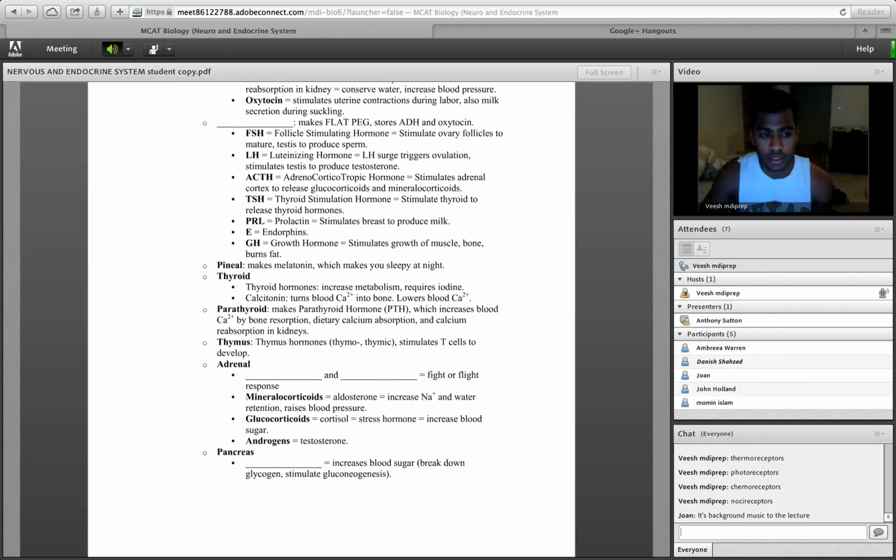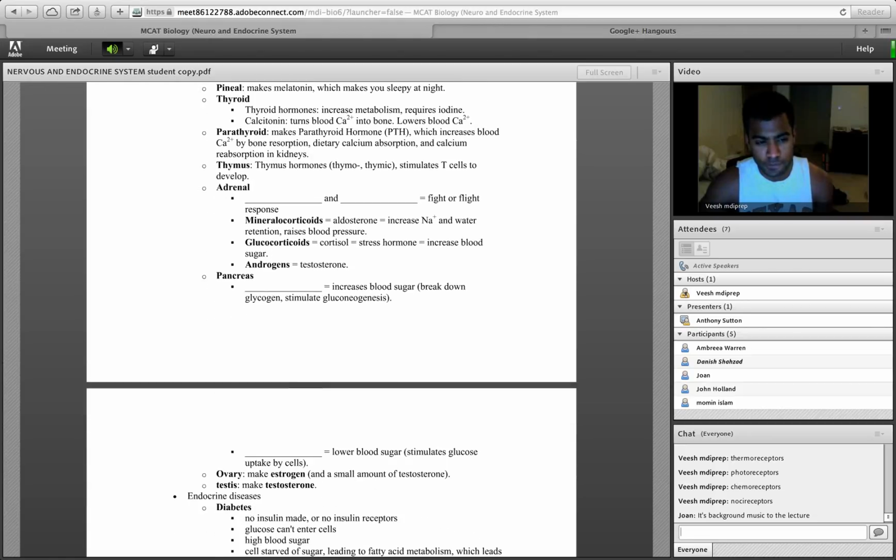So the second blank there is the pituitary. The third blank, or the one down here, when we're talking about the adrenal hormones, it's epinephrine and norepinephrine. Down here under pancreas, we're talking about glucagon. That's the one that increases blood sugar. The one that lowers the blood sugar is insulin.